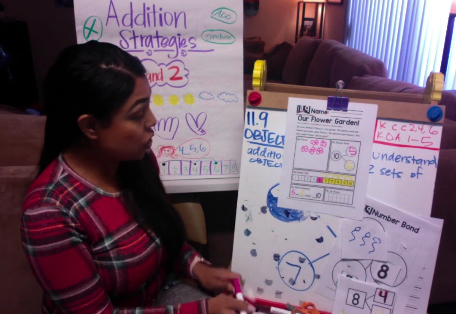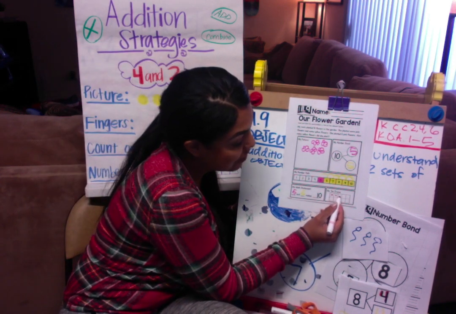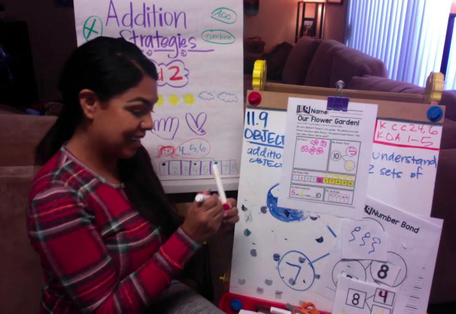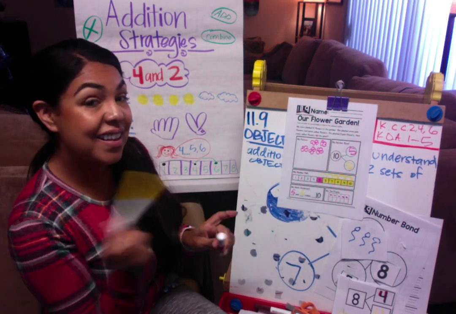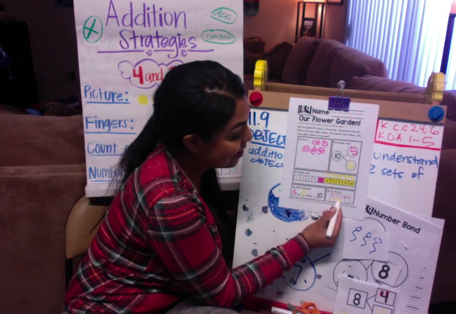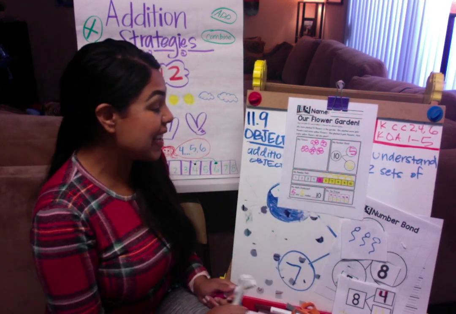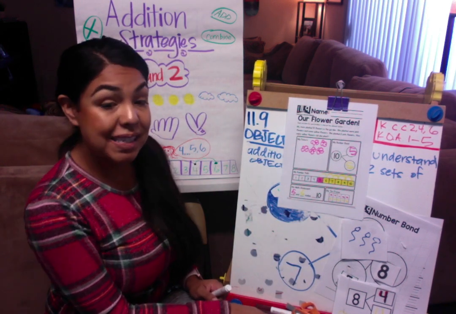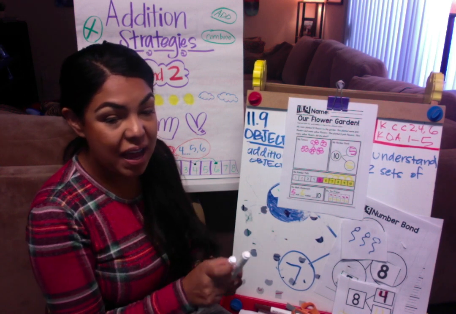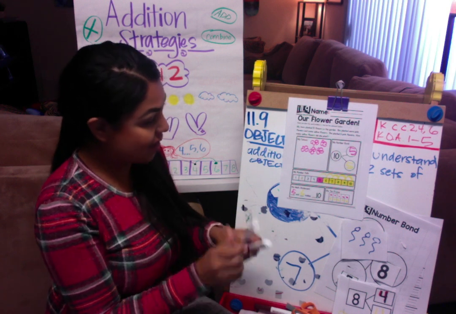So I want you guys to draw in your 10 frame. How many pink? 1, 2, 3, 4, 5. Good. And how many yellow? Good. 5. 1, 2, 3, 4, and 5. Awesome. And last but not least, what's missing? Good. So I need to do how many more?